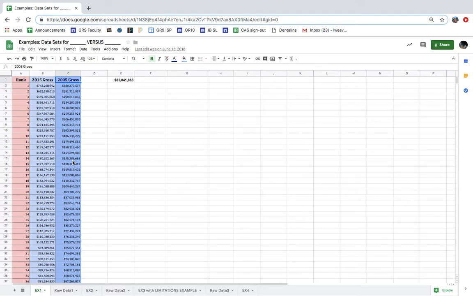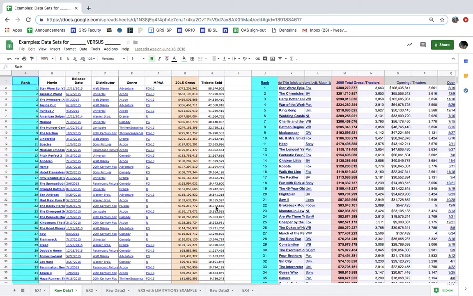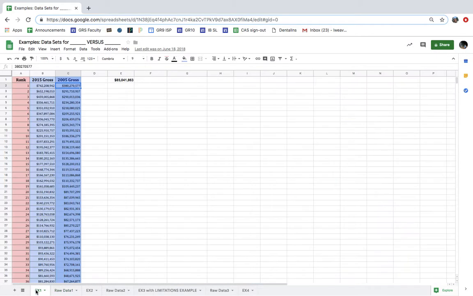My raw data obviously wasn't so clean, but I have the number one movie. This was the number one movie of 2015, its gross, and 2005, its gross. If I go into my raw data, obviously it wasn't that clean at the beginning. I had to clean it up quite a bit. In 2015, Star Wars, Jurassic World, Avengers. And in 2005, it was Star Wars Chronicles, Harry Potter. So here was our numerical data for 2005, and here was our numerical data for 2015. And then we have our control, which would be the rank.